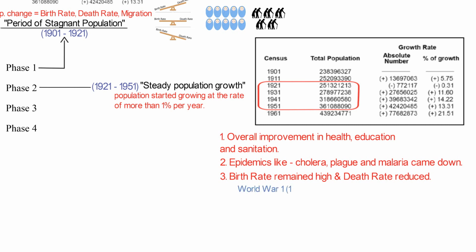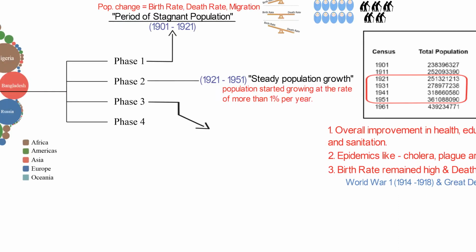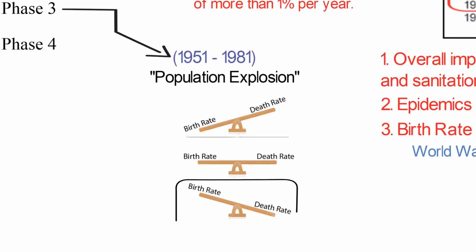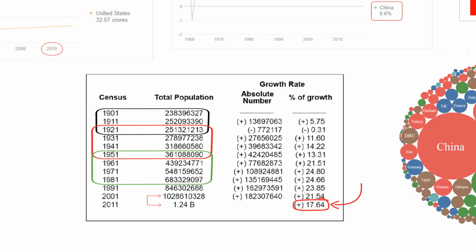Keep in mind, during this phase, World War I had just finished, and the Great Depression started in 1929. While most of the important countries in the world were affected, India had some development going on which was quite impressive. The third phase is from 1951 to 1981. This period is referred to as the period of population explosion in India. Population explosion means that the birth rate was high, but the death rate or the mortality rate fell rapidly. The average annual growth rate was as high as 2.2% per year.